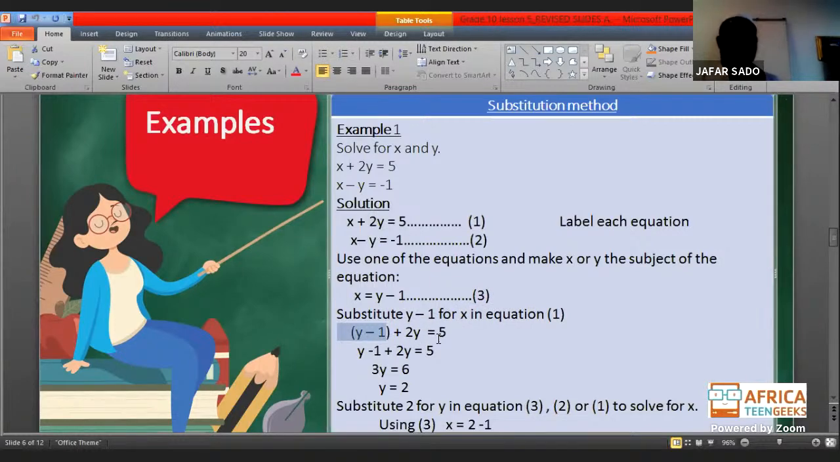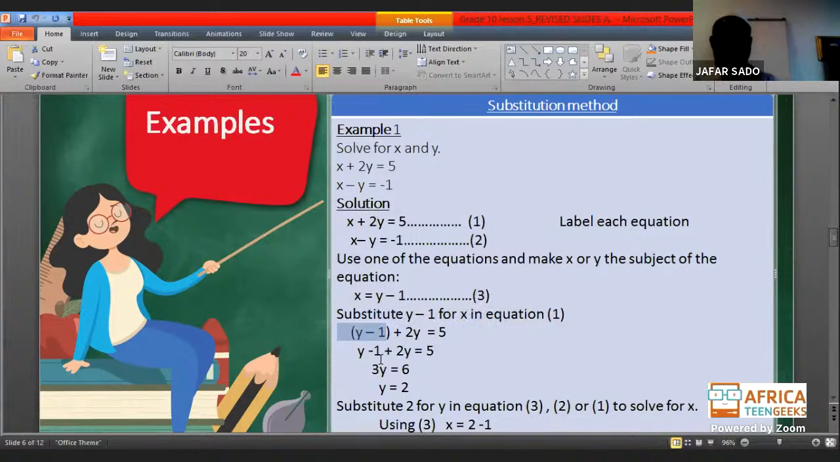We only have y's. There is no more x. And then it's easier for us to solve now. So we are substituting just to get rid of that x from that equation, right? So we have y minus 1 plus 2y equals to 5. And then this one we can just solve now.